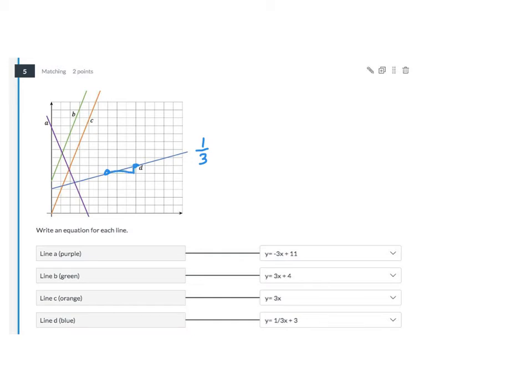Then where does this start? So it's 1, 2, 3. So it starts at 3. So D is y equals 1 over 3x plus 3, because remember, our equation is slope sitting by x plus our start. Also, it's a y-intercept, a vertical intercept, at the end.